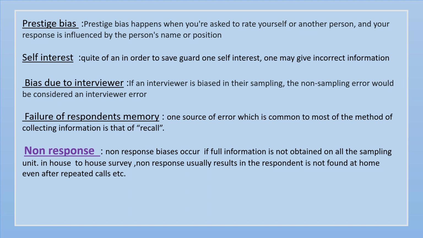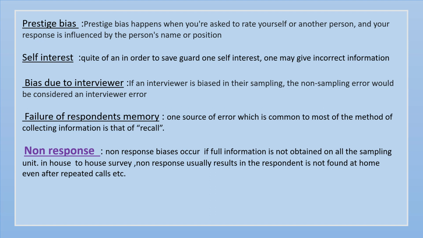Prestige bias. An appeal to the prestige of a person interviewed introduces yet another kind of bias called prestige bias, by virtue of which he may upgrade his education, intelligence quotient, occupation, income, etc., or downgrade his age, thus resulting in wrong answers. Self interest. Quite often, in order to safeguard one's self interest, one may give incorrect information. For example, a person may underestimate his salary or profession, or overstate his expense or requirement.